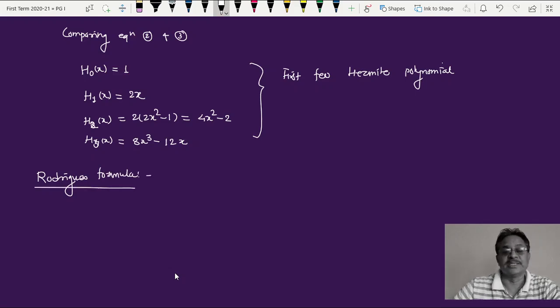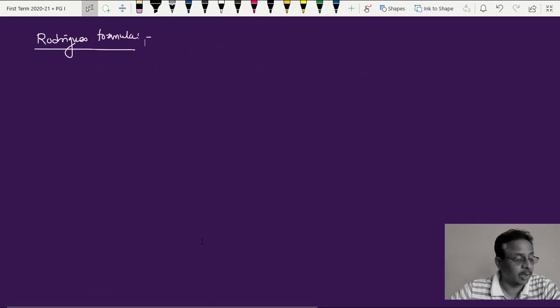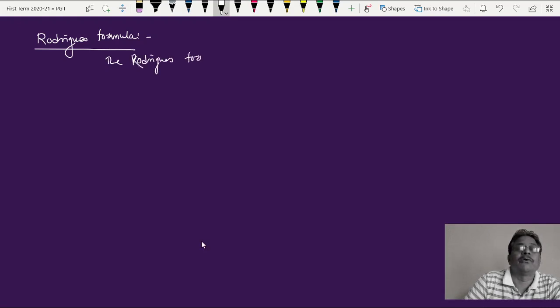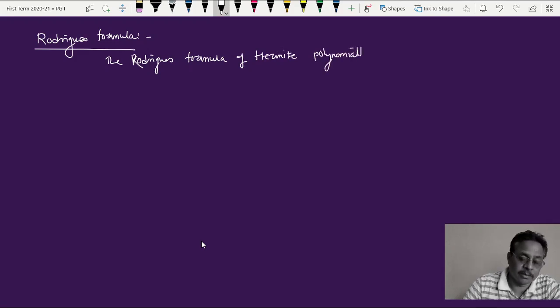So exactly in a similar way to what we did in case of Legendre polynomials, the same thing can be done here. So the Rodrigues formula for the Hermite polynomial is, okay, yesterday we wrote the Rodrigues formula for the Legendre polynomial. Here for this polynomial, the formula is again very simple. Hn of x can be obtained by taking this calculation.